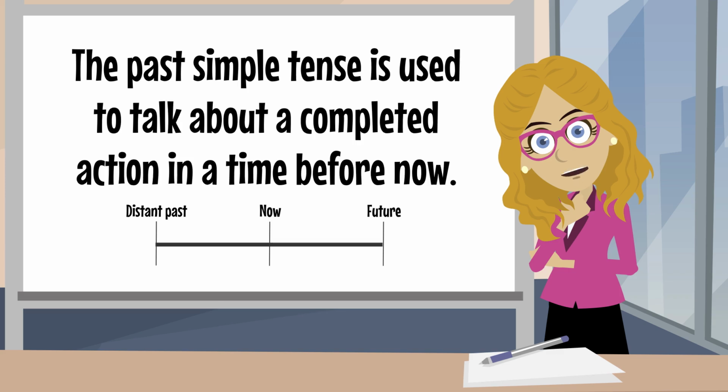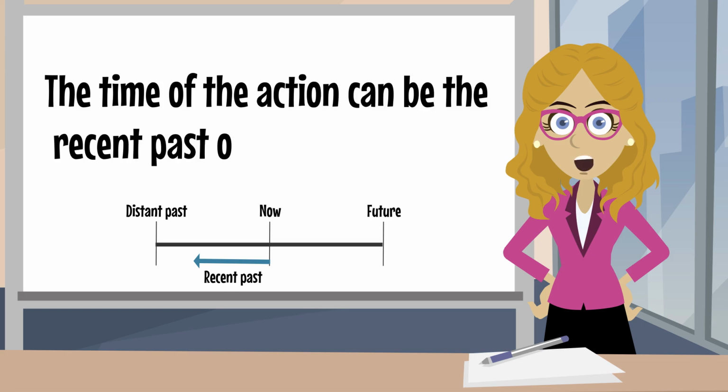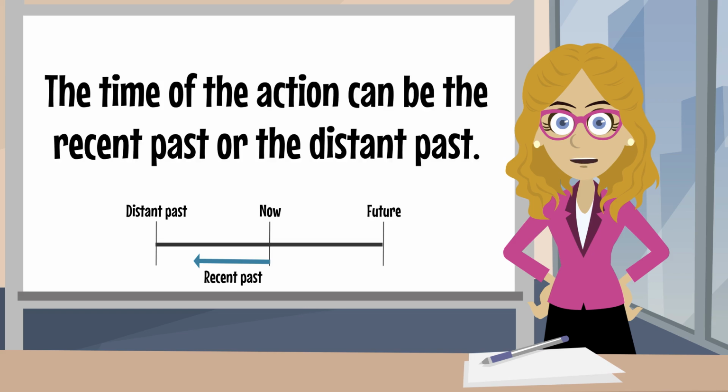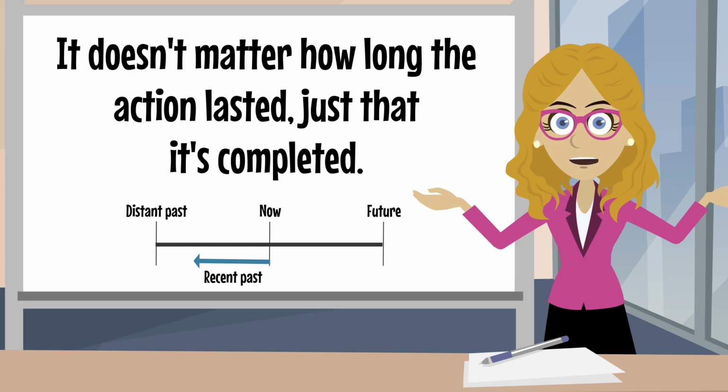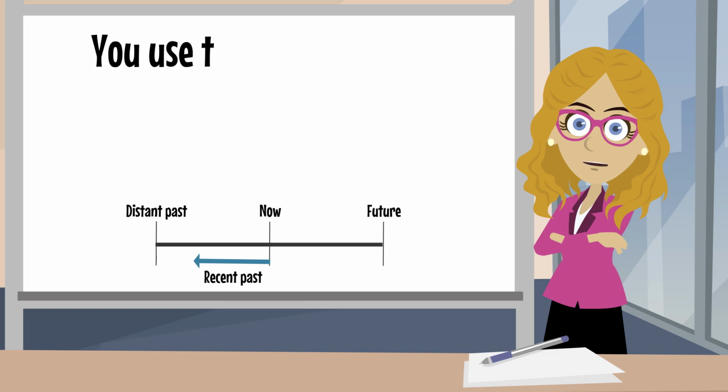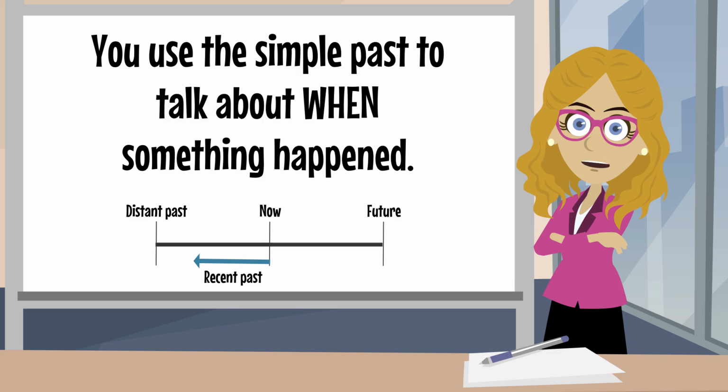The past simple tense is used to talk about a completed action in a time before now. The time of the action can be the recent past or the distant past. It doesn't matter how long the action lasted, just that the action is completed. You use the simple past when talking about when something happened.